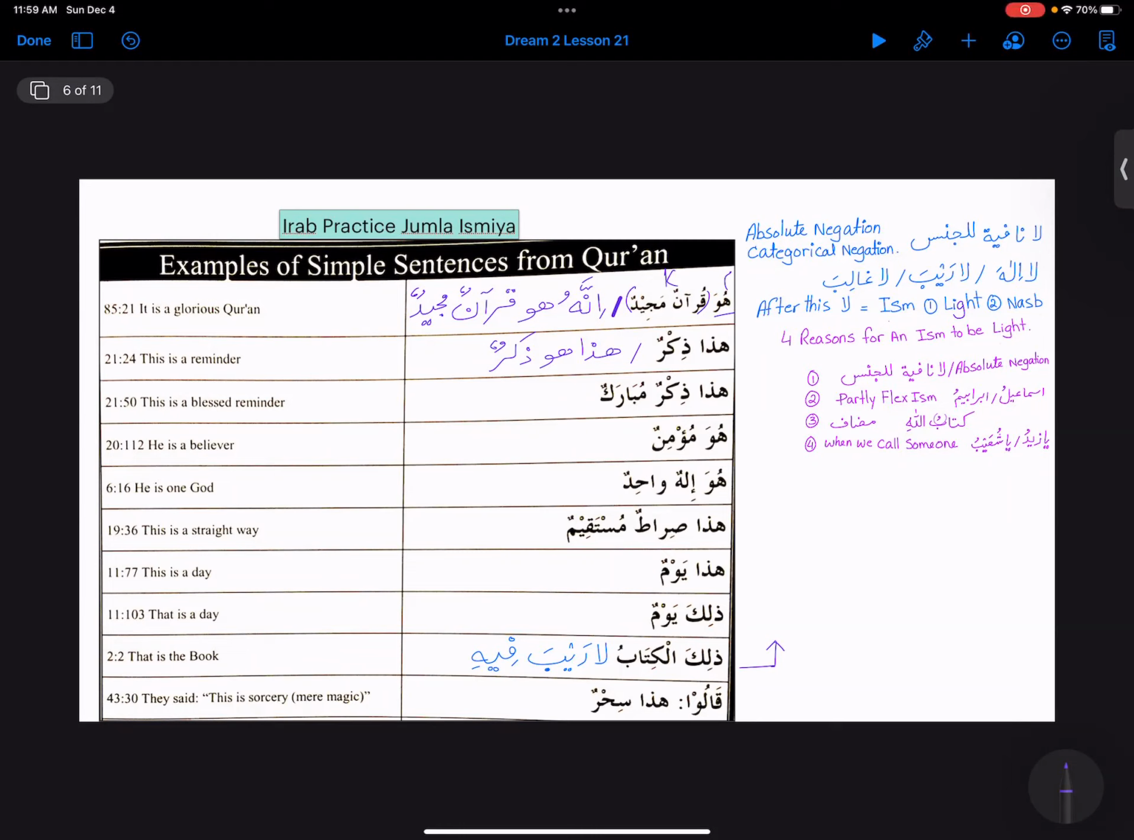Just one question, we can put the la also in the whole Quran Majid. La sometimes. Exactly, yeah. We can do that in the whole Quran Majid. Yeah, we can do that too.